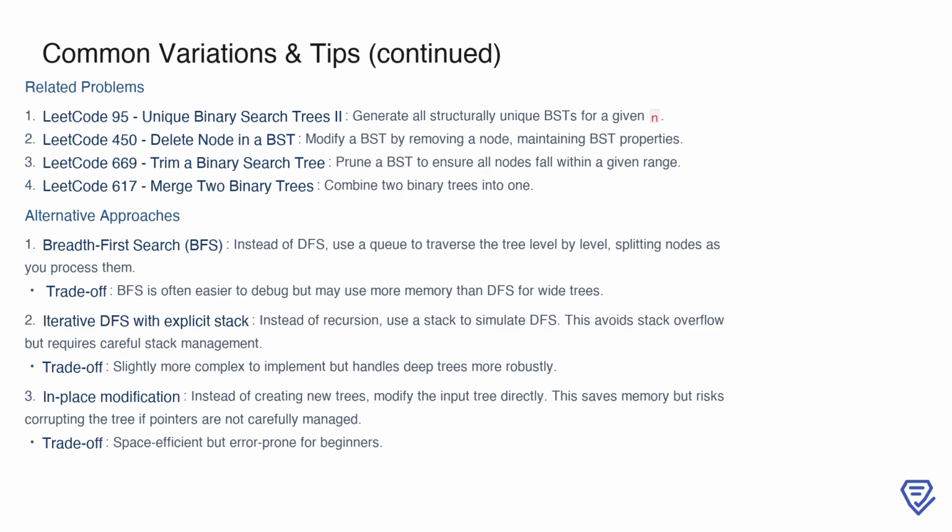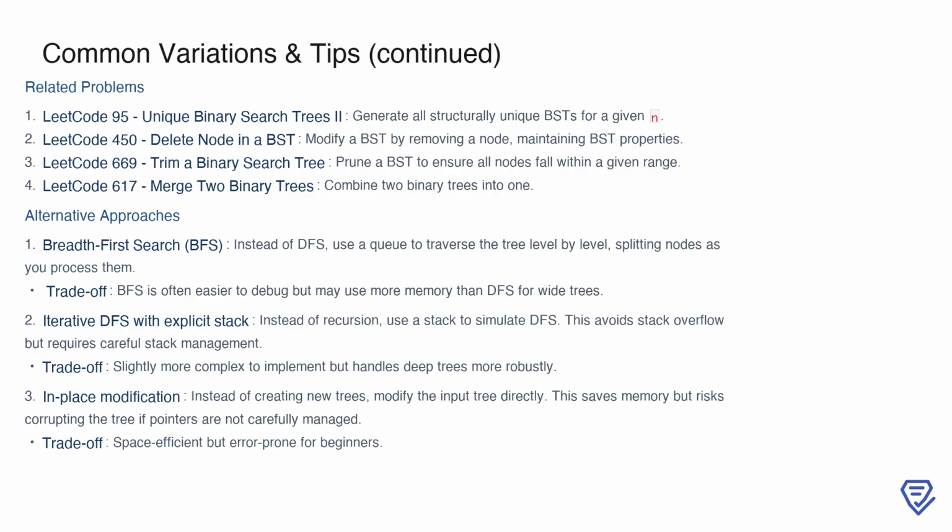Now, considering alternative approaches, while depth-first search is often the default choice, breadth-first search can be used instead. By processing nodes level by level with a queue, you can split the tree in a structured manner. However, BFS may use more memory for wide trees compared to DFS. Another option is iterative DFS using an explicit stack. This avoids stack overflow issues common with recursion but requires careful management of the stack.